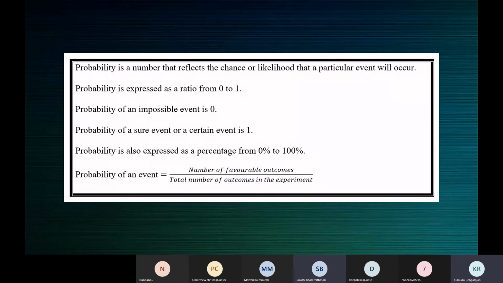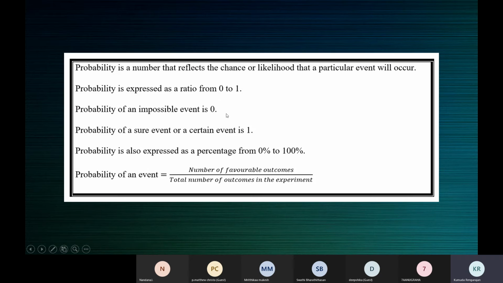So certain things are 100% true. We say that the probability of a sure event is 1. The probability of a sure event or a certain event is 1. The probability of an impossible event is 0.